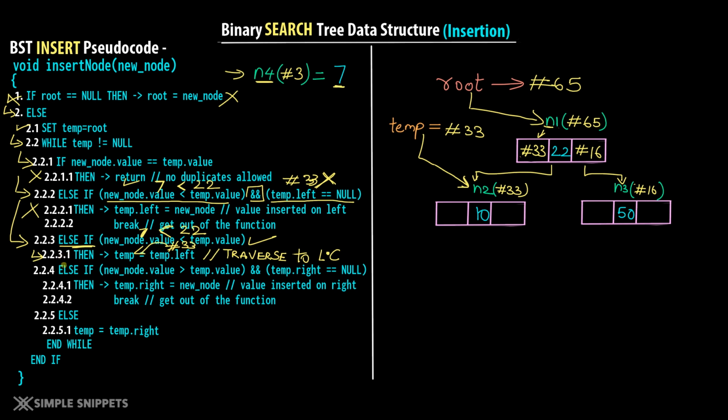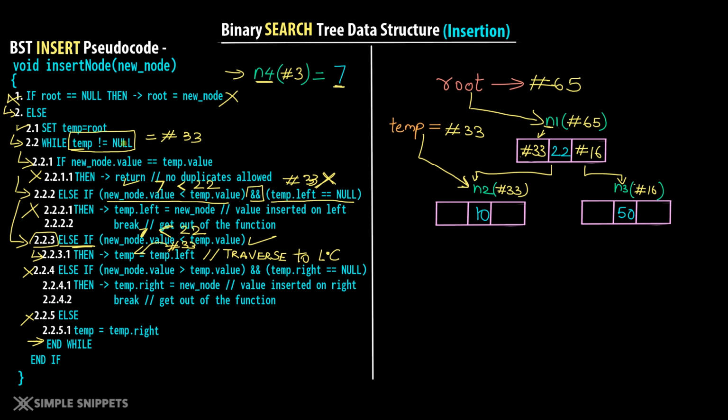Okay. And this is where of course the else if ends. And since this else if, that is 2.2.3, got executed, 2.2.4 will not be executed and else will not be executed because only one of these else if and else blocks will be executed at one time. So now we will come at the end of the while loop and again go at the start of the while loop. And now we will again check, is temp not null? Temp just started pointing to n2, right? So temp's value is hash 33.